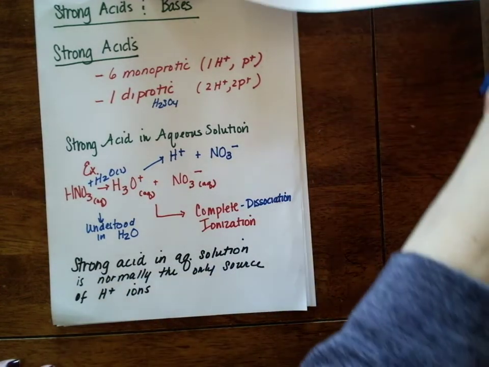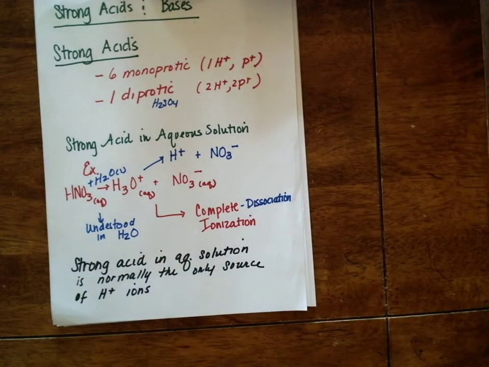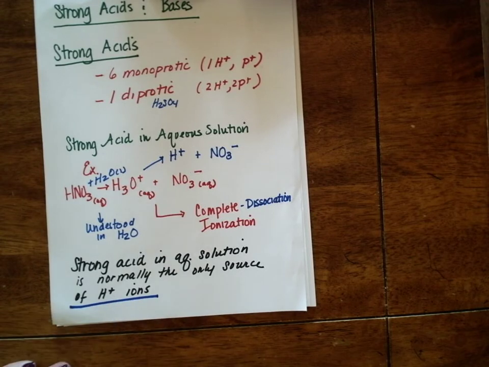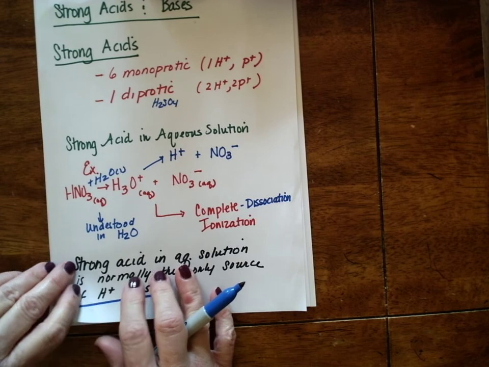If I have a strong acid in aqueous solution, then 99.999% of the time, it is the only source of my hydrogen ions. So I know that they're all coming from whatever that strong acid is.